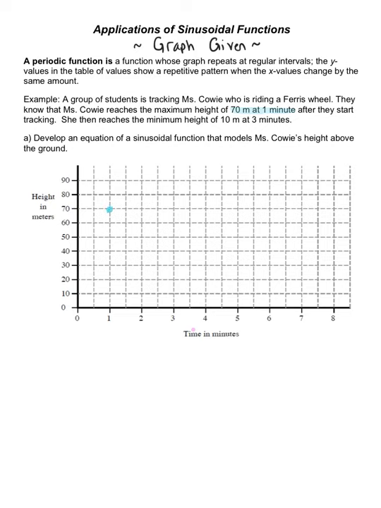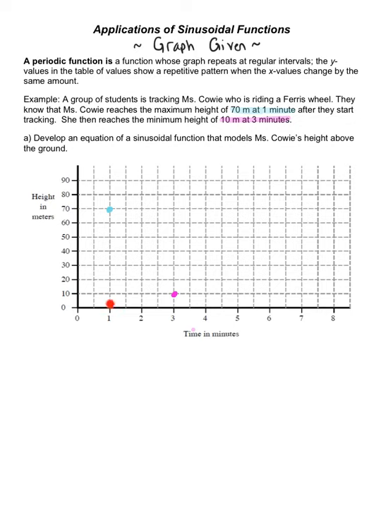Then we are told that Miss Cowie reaches a minimum height of 10 meters at 3 minutes. So at 3 minutes, Miss Cowie's at 10 meters. So just by having the maximum and the minimum points, as well as knowing that Miss Cowie's on a Ferris wheel, meaning that it rotates at the same speed, so it is a periodic motion, it can be modeled with a sinusoidal function. So you can use that repetitive pattern to draw the sinusoidal curve.